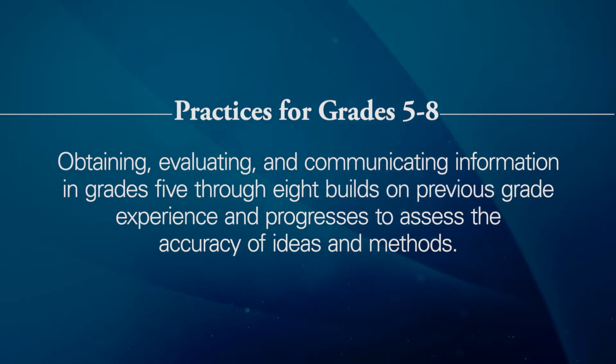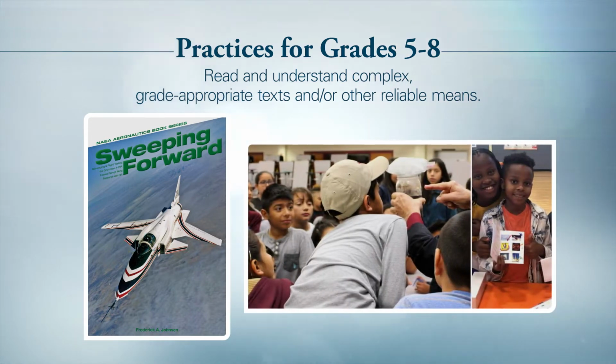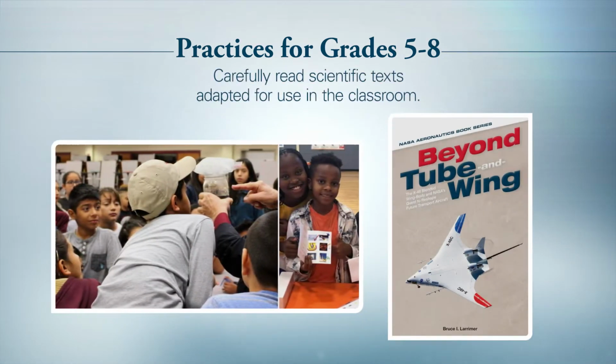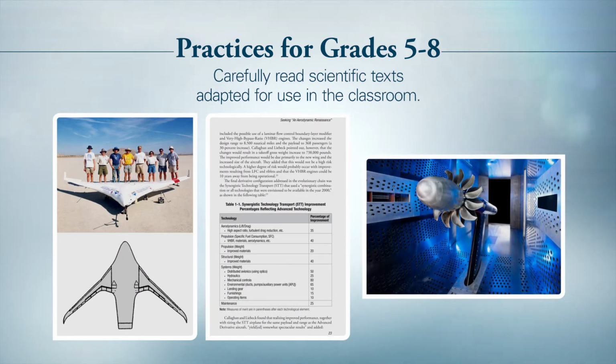Obtaining, evaluating, and communicating information in grades 5 through 8 builds on previous grade experience and progresses to assess the accuracy of ideas and methods. Read and understand complex, grade-appropriate text and/or other reliable means to summarize and obtain scientific and technical ideas, and describe how they are supported by evidence. Carefully read scientific texts adapted for use in the classroom to determine main ideas and/or obtain useful scientific and/or technical information to describe patterns and/or evidence about the world, or natural and designed worlds.